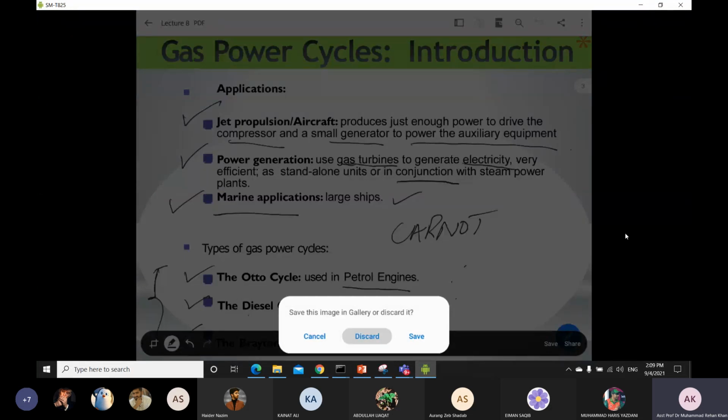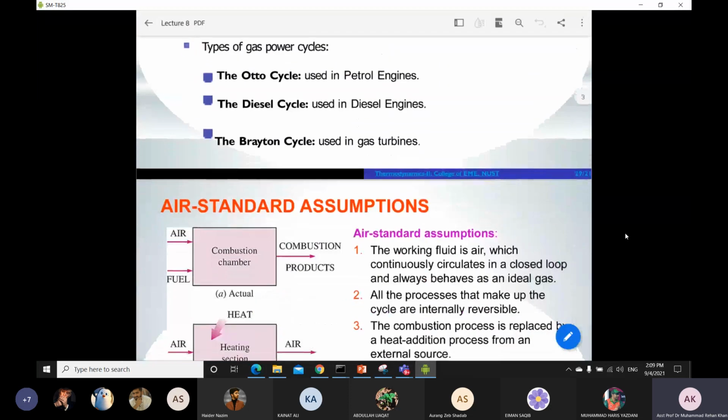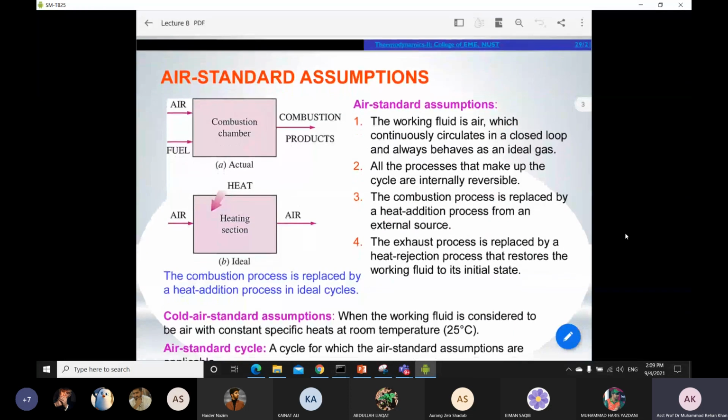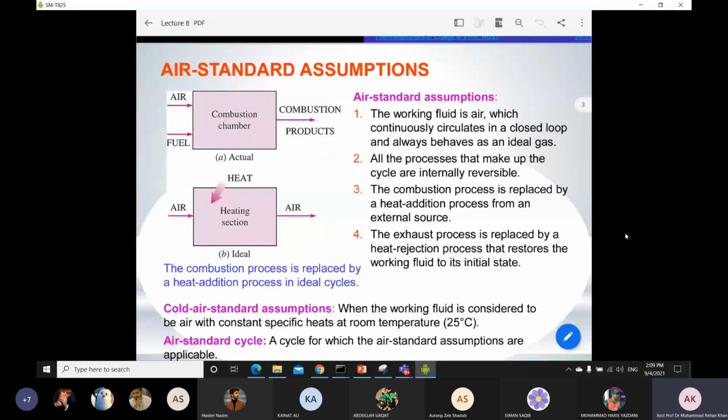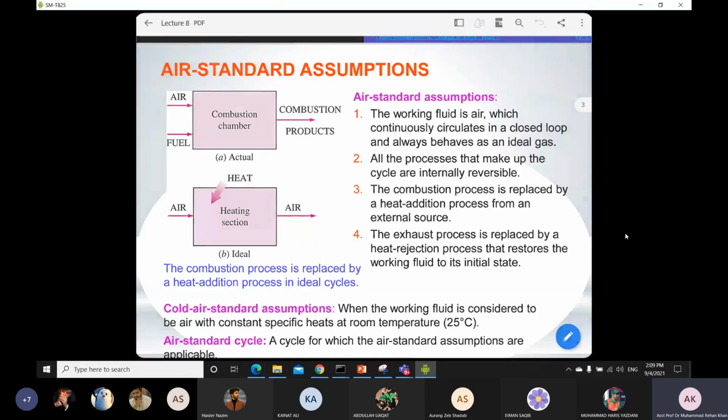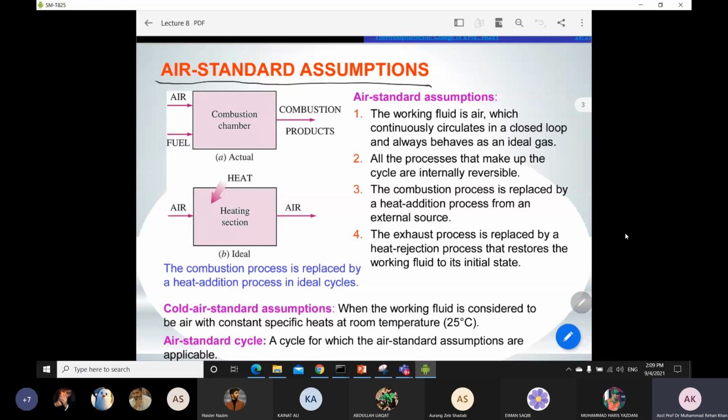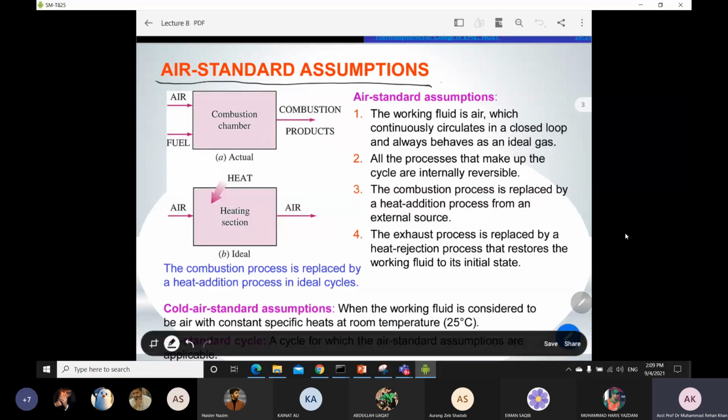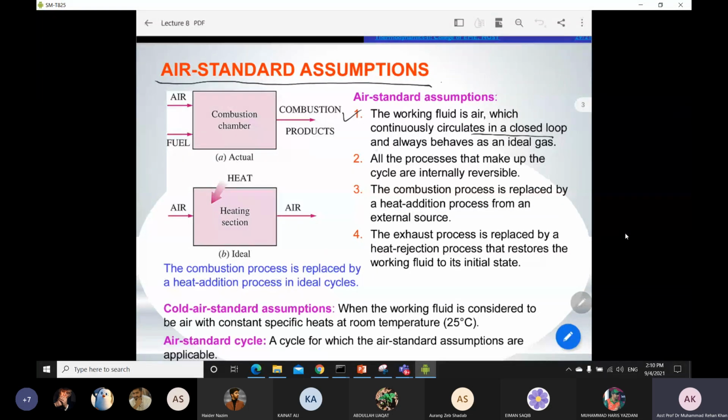which are required for your power cycle analysis. These are called the air standard assumptions. We need to assume something before we thermodynamically analyze the gas power cycle. So these are the assumptions. The first one is that the working fluid is air. The working fluid is always air whenever we say there is an air standard assumption, and it continually circulates in a closed loop and always behaves as an ideal gas. So this is the first assumption.